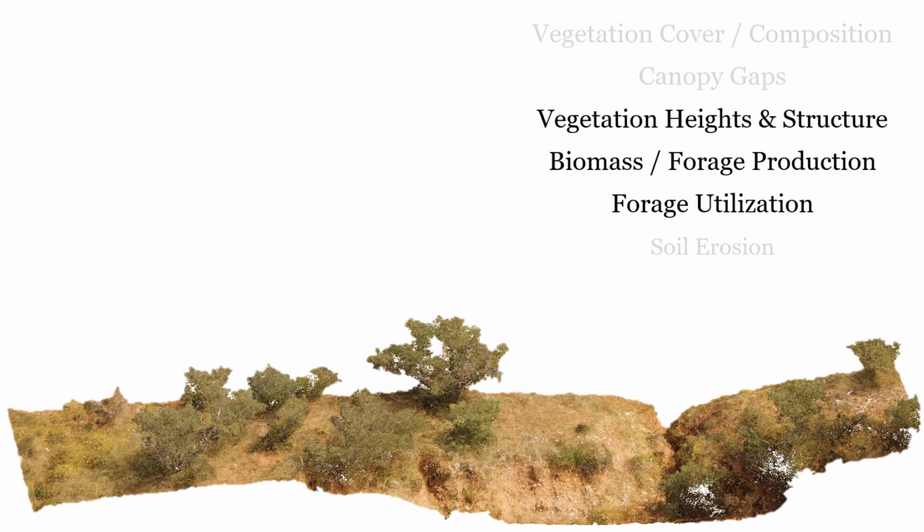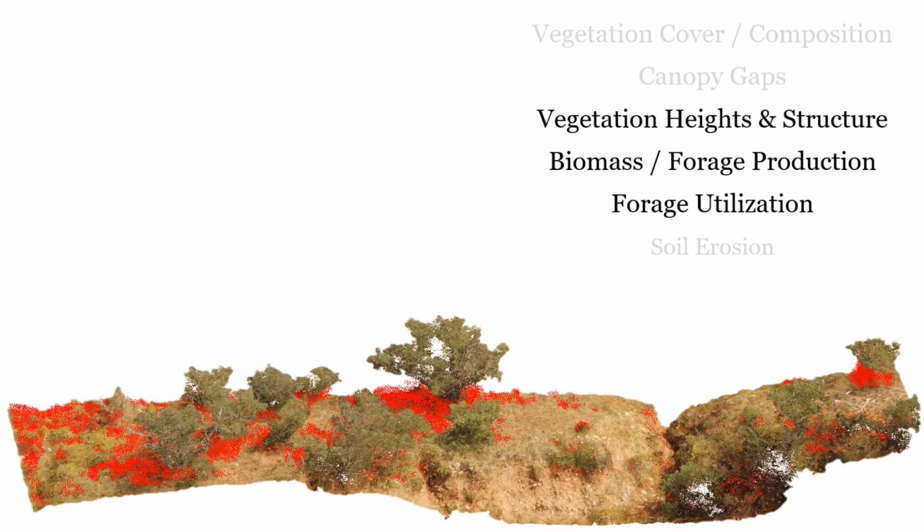We can also estimate biomass and forage production from these 3D models, and we can also estimate forage utilization. So what you're seeing here in red is forage that was consumed by cattle. We did a project on this a few years ago.